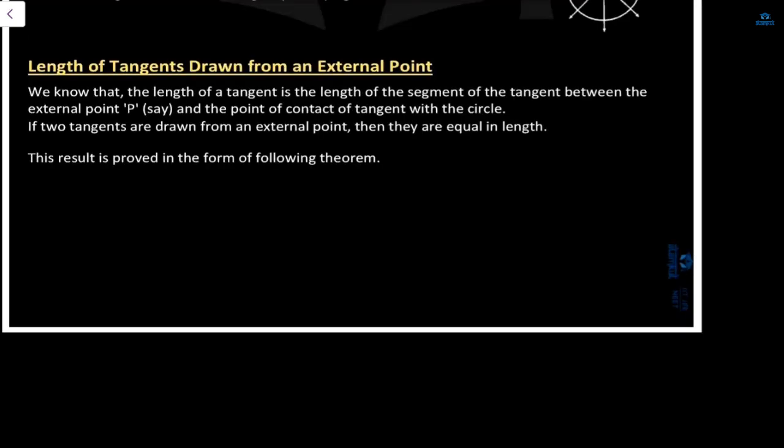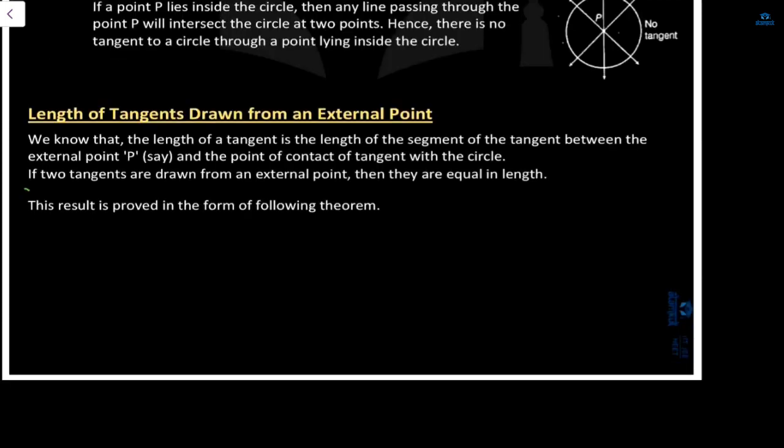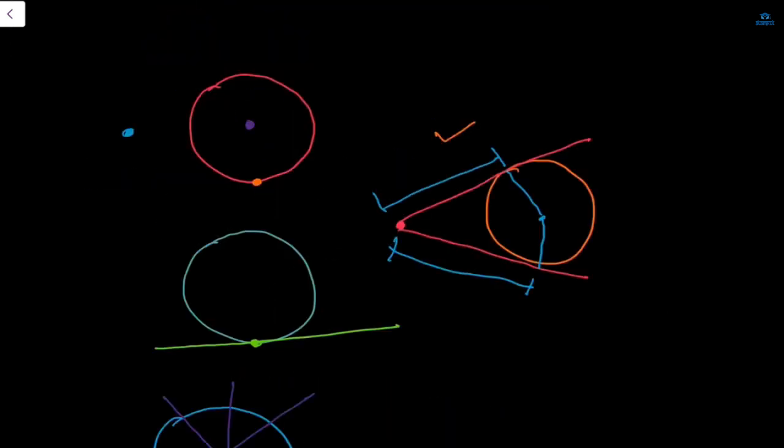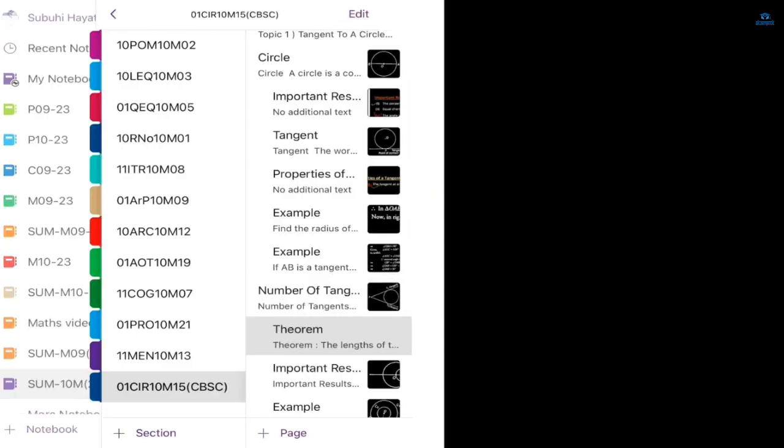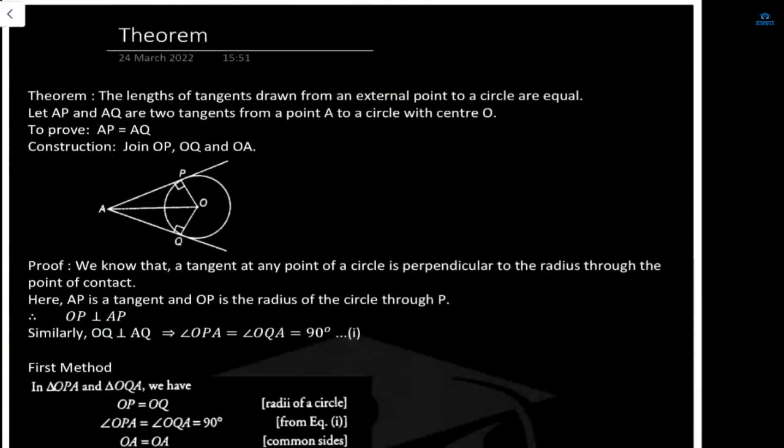The length of the tangent, and I've also told you the point is equal. If two tangents are drawn from an external point, then their lengths are equal. In this case, from a single point you are drawing two tangents, then their lengths will be equal. We will see this as a theorem here. See, this is a theorem. What does the theorem say? The lengths of tangents drawn from an external point to a circle are equal. Now, how can you prove that?